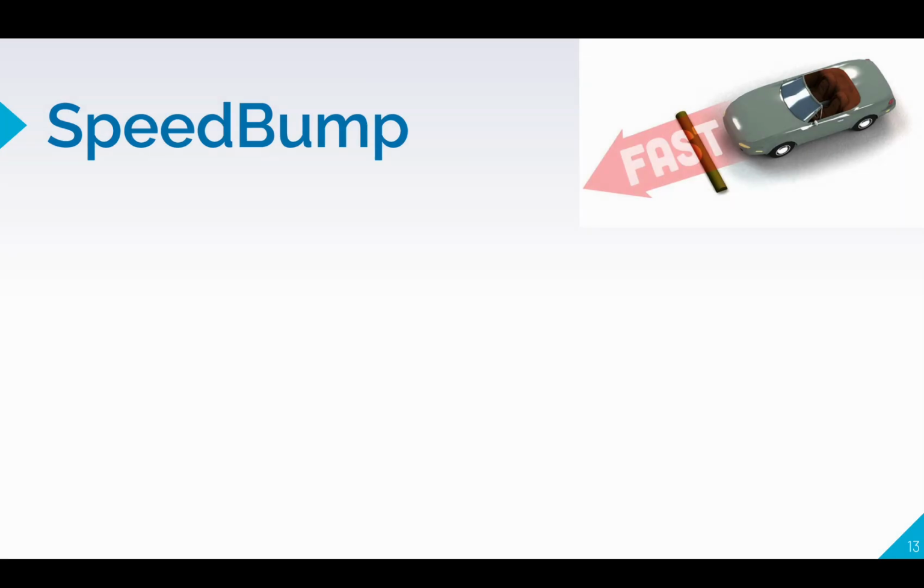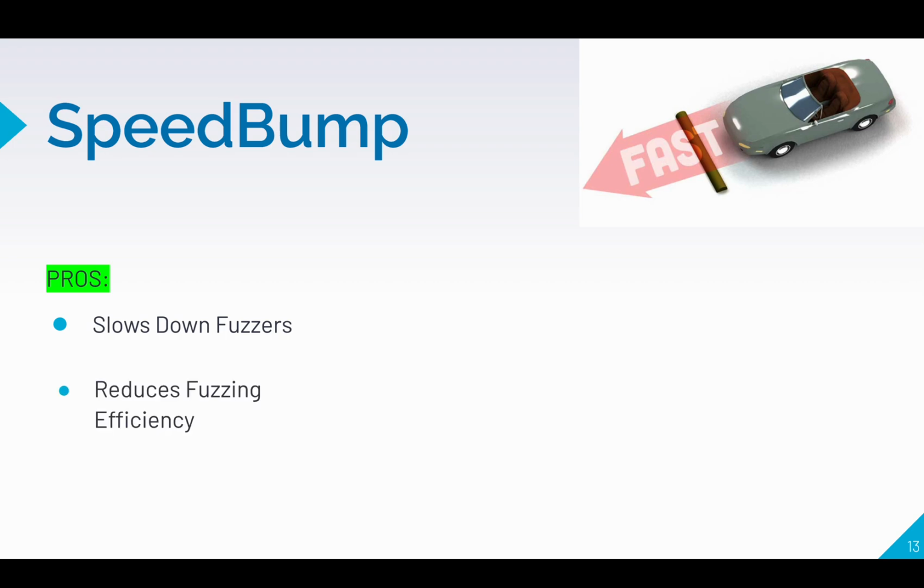There are other available frameworks in the literature that work as counter fuzzing. The first one is the speed bump. This technique introduces delay during fuzzing. Some pros for that is it slows down the fuzzer. It makes fuzzing much slower, so it becomes very time consuming and less effective, and reduces fuzzing efficiency. Fuzzers struggle to find bugs because they take too long to run.